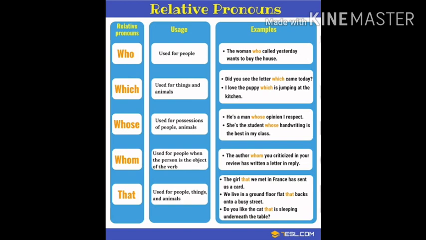Okay. Relative pronouns. Who is used for people. Which is used for things and animals. Whose is used for possession of people and animals. Whom is used for people when the person is the object of the verb. That is used for people, things and animals.